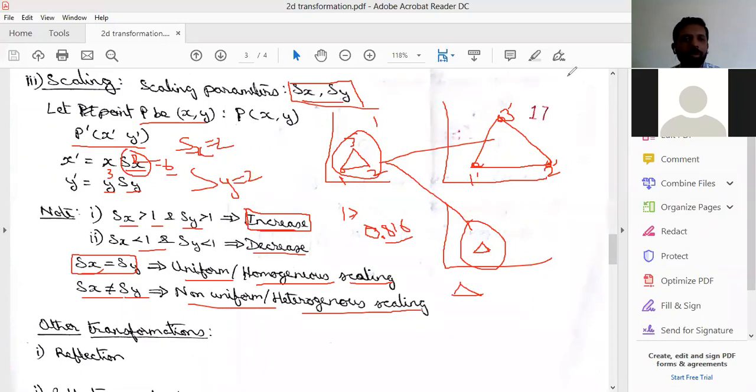So here we have covered the basic 2D transformations. We'll continue the remaining topics in the next class.